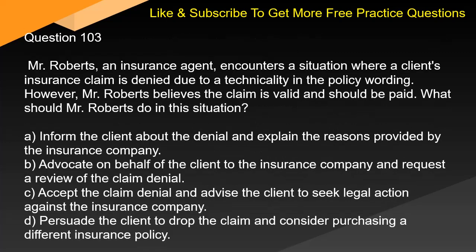Question 103. Mr. Roberts, an insurance agent, encounters a situation where a client's insurance claim is denied due to a technicality in the policy wording. However, Mr. Roberts believes the claim is valid and should be paid. What should Mr. Roberts do in this situation? A. Inform the client about the denial and explain the reasons provided by the insurance company. B. Advocate on behalf of the client to the insurance company and request a review of the claim denial. C. Accept the claim denial and advise the client to seek legal action against the insurance company. D. Persuade the client to drop the claim and consider purchasing a different insurance policy.